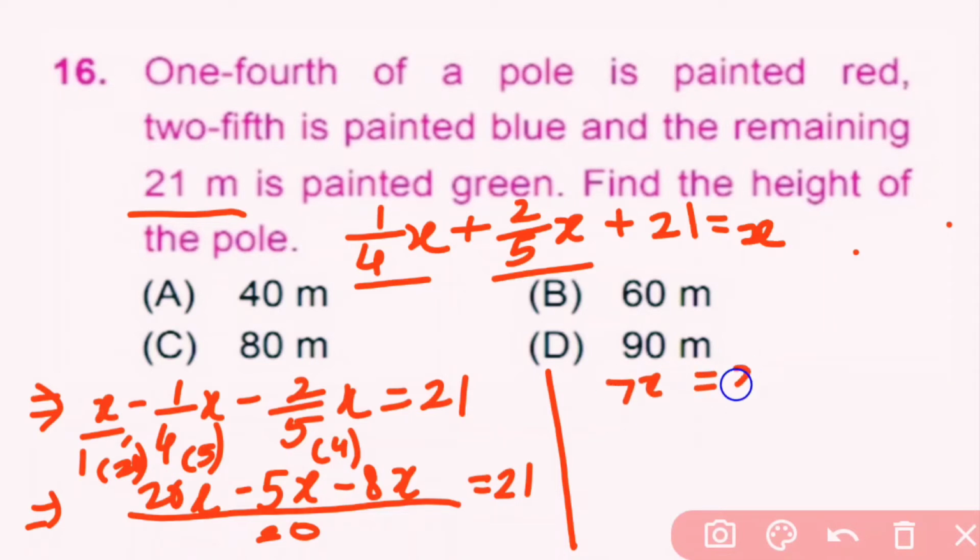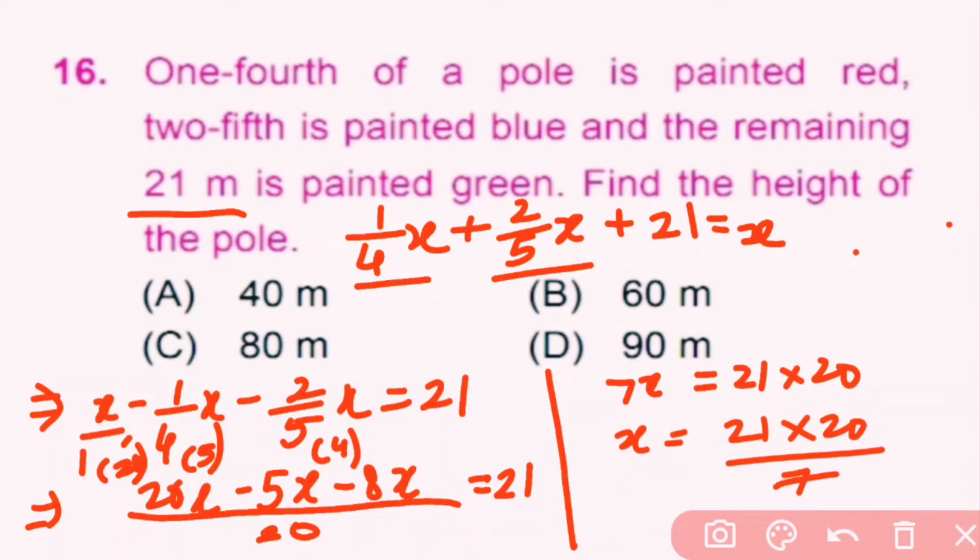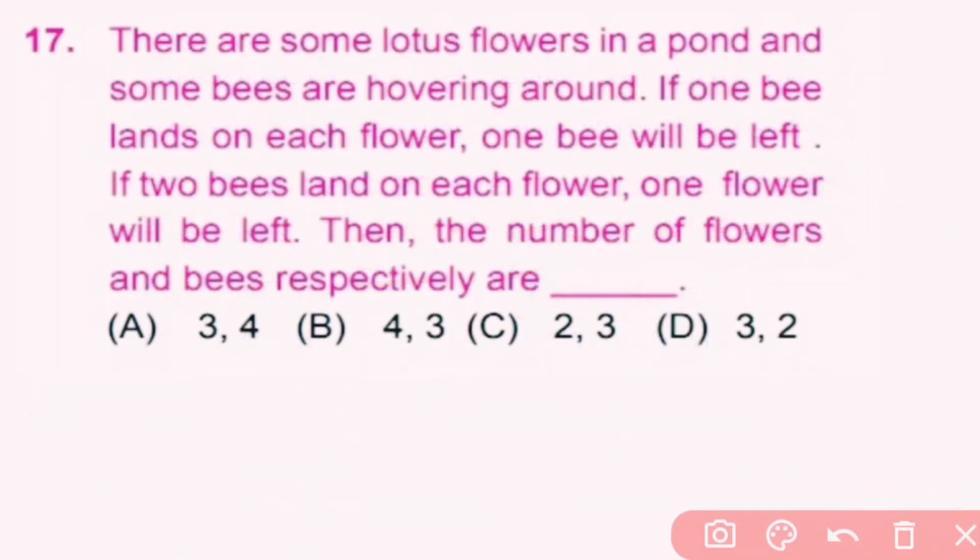7x is equal to 21 into 20. So x is equal to 21 into 20 divided by 7. 7 ones are 7, 7 threes are 21, and 3 into 20 is 60. x is equal to 60, which means the height of the pole is 60 meters. B is the correct answer. Question number 17.